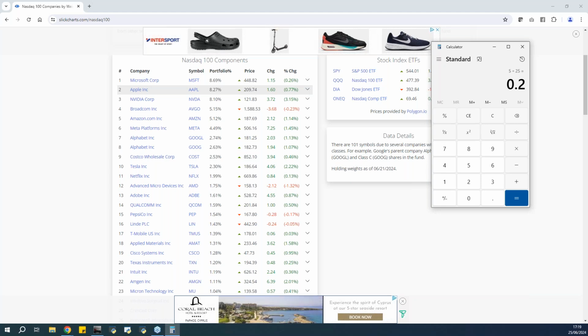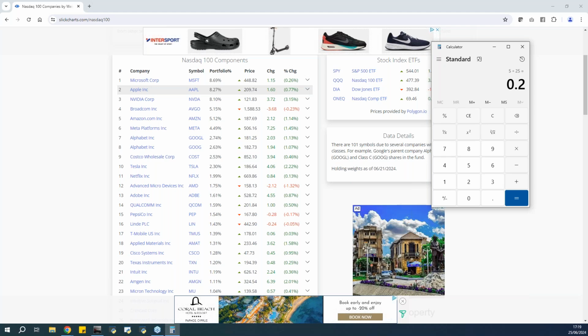Whereas here, I can see 80% of the top 10 are increasing in value, 90% of the top 10 are increasing in value, and 90% of the top 25 most influential stocks are increasing in value. So that gives me more confidence, ladies and gentlemen.